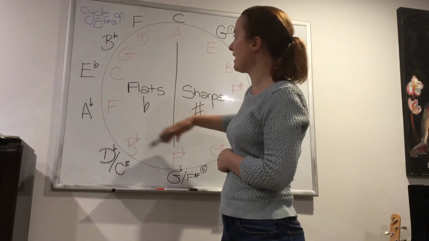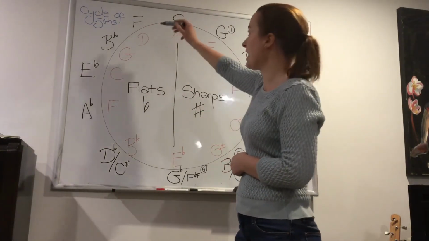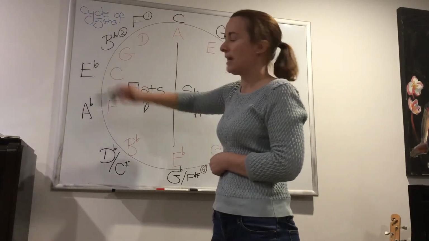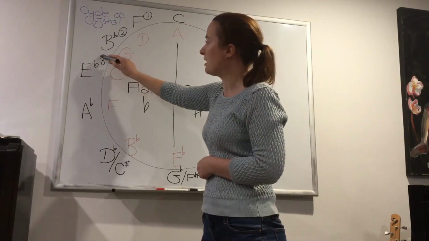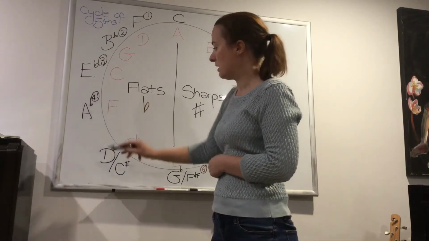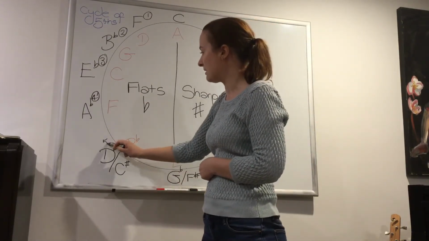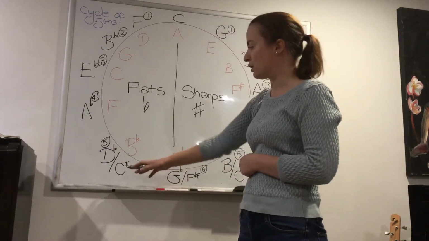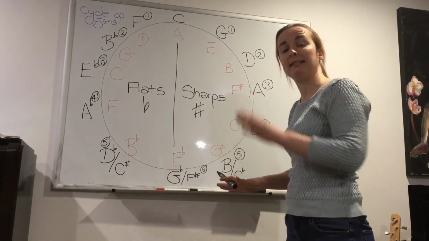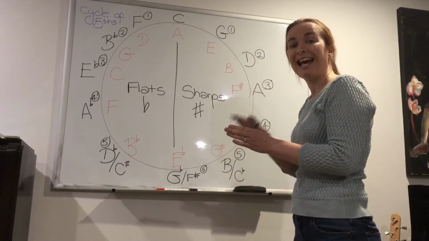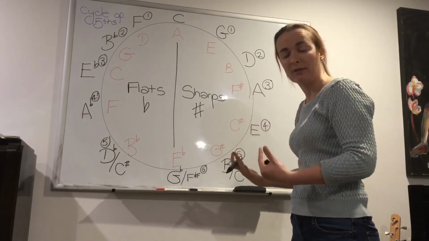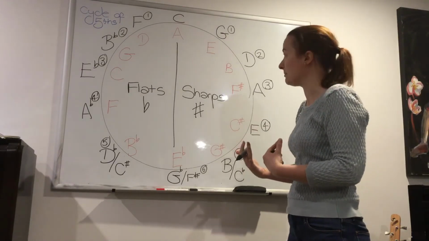Okay, then over on the flat side, F major has 1 flat, B flat major has 2, E flat major has 3 flats, A flat major has 4, D flat major has 5. C sharp major is the enharmonic of D flat. Enharmonic means it's the same key. D flat and C sharp are the same key. They're called enharmonics because they sound the same, they just have different names.